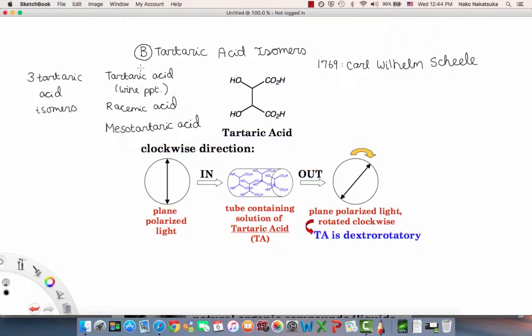And they actually found that tartaric acid was optically active, but both of these guys were inactive. And so when they put plane polarized light through a tube containing a solution of tartaric acid, when the light came out, it was rotated in a clockwise direction. And so they found that tartaric acid is dextrorotatory.